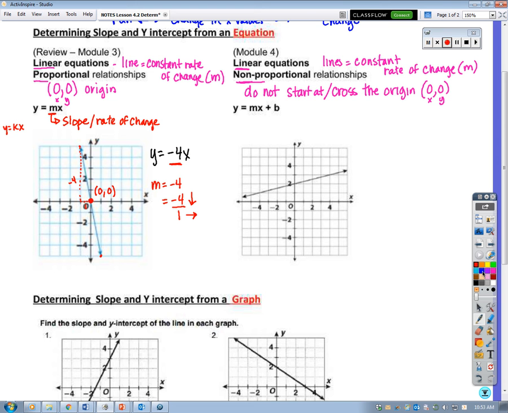So what we are doing in this module is looking at non-proportional relationships. So we're adding something special onto our equation. This is called slope-intercept form. This is a new equation. And slope is still there, so it's slope as m still. That hasn't changed. This is still slope, or rate of change.